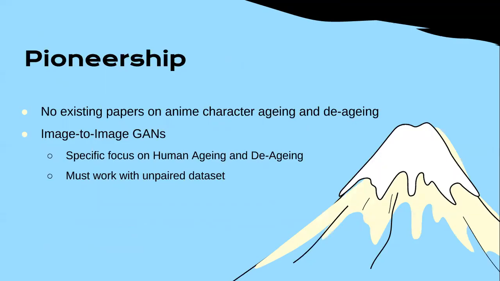So the related works that we took inspiration from are three main papers that we're going to talk about. But first, we are the pioneers. We think of ourselves as the pioneers of this domain, as it was not really explored in other papers on character aging and de-aging of anime characters and not normal human beings. So what we use is image-to-image GANs. And we took inspiration from GANs that worked on human aging to domain transfer it to the anime. But of course, it needs to work on unpaired data sets because we don't have the image of the old anime character with its young version of itself. However, we have an unpaired data set of that.